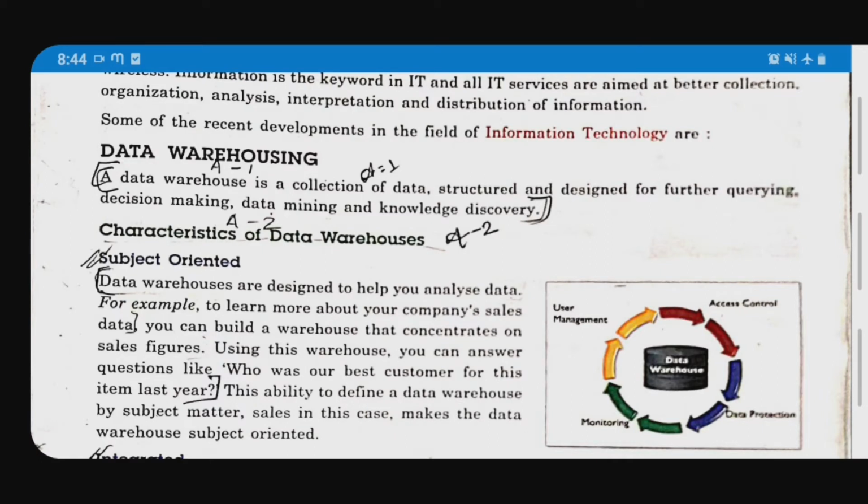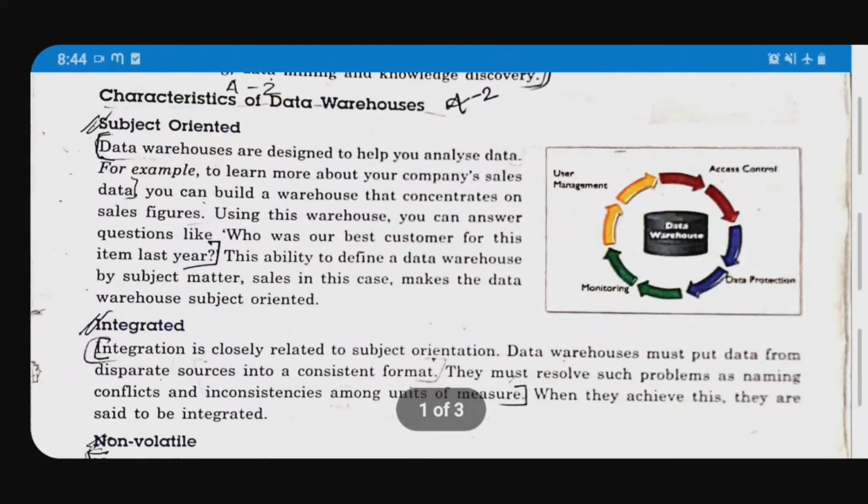Data warehouses are designed to help you analyze data. For example, to learn more about your company's sales data, you can build a warehouse that concentrates on sales figures. Using this warehouse, you can answer questions like, who was our best customer for this item last year? This ability to define a data warehouse by subject matter, sales in this case, makes the data warehouse subject oriented. So the first characteristic of a data warehouse is subject oriented, and the next one is integrated.